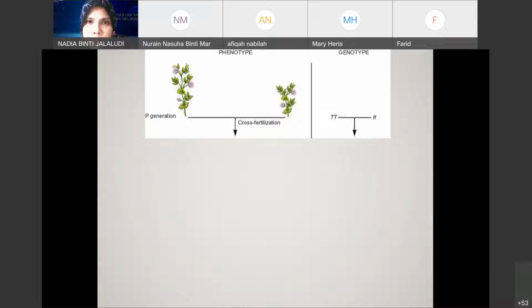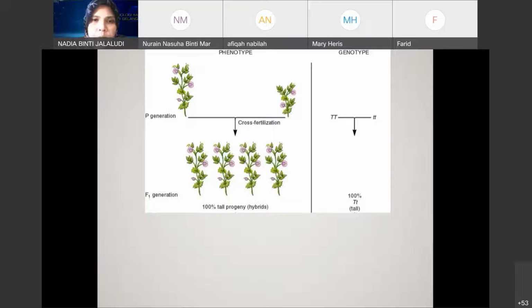Okay, so for example, this is the P generation parent. So kita cross fertilizekan yang tall dengan dwarf. So tall ni T besar. Lepas tu dia fertilize dengan yang dwarf. Dwarf ni recessive dua-dua, T kecil. So di F1 generation 100% tall progenies.